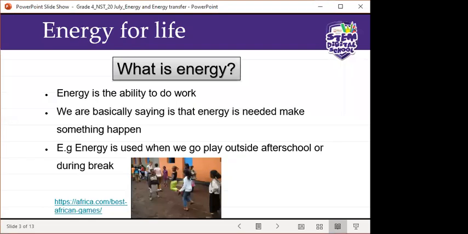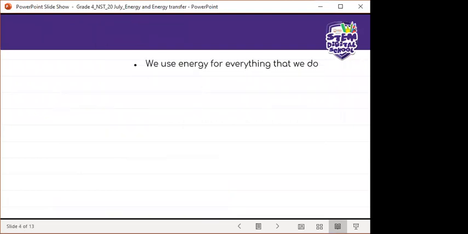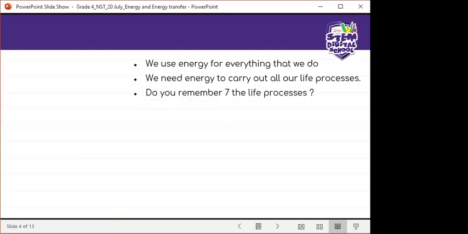So we have already established that energy is the ability to do work. Yeah? And for anything to happen, energy is required. We use energy for everything that we do. We need energy to carry out all our life processes. You guys remember the 7 life processes that we dealt with when we were looking at living and non-living things? Okay, so I see Jordan has their hand up.